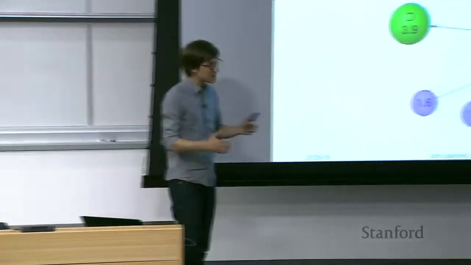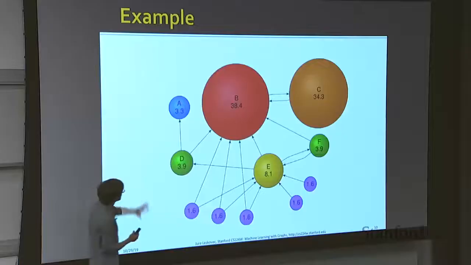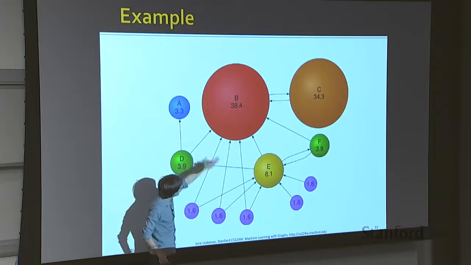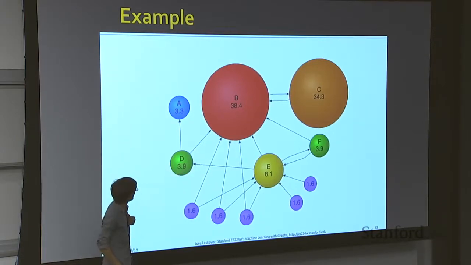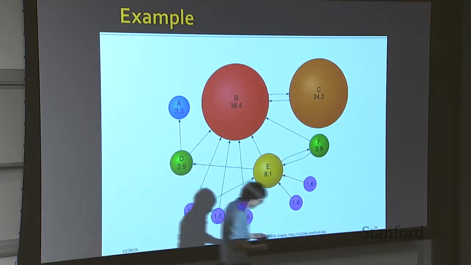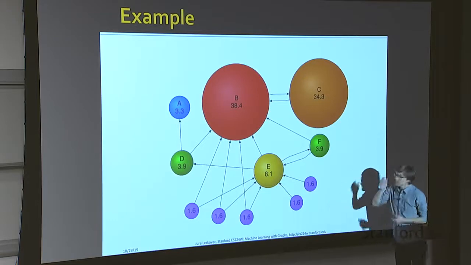All right, let me give you an example of how this would look. Here is the graph. Numbers sum to 100. The size of the node is proportional to the number, and these are PageRank scores of the nodes in the graph. Let's just look at this and see that this makes a lot of sense.